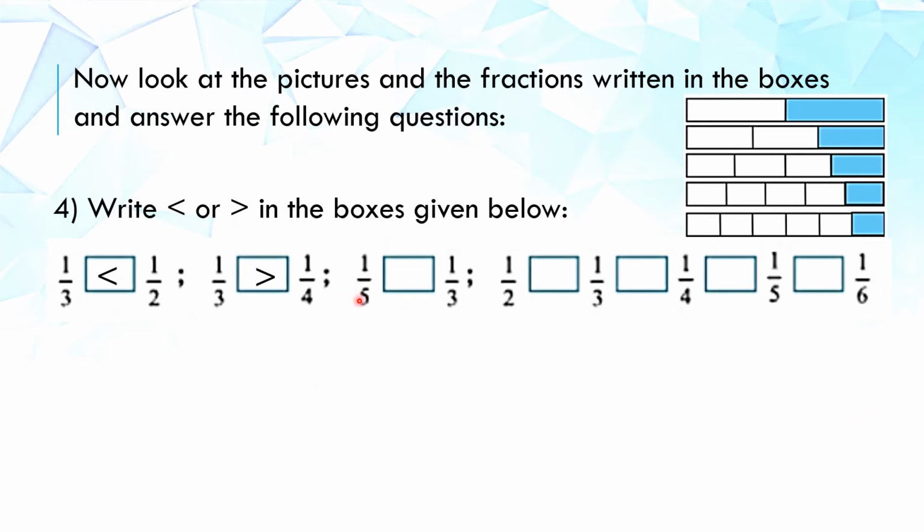Next is 1/5 and 1/3. So here 1/3 and this is 1/5. Which strip is having more shaded part? That is 1/3. So our answer will be here 1/5 is smaller than 1/3. Next 1/2 and 1/3.